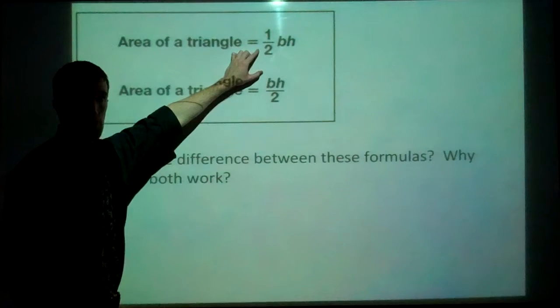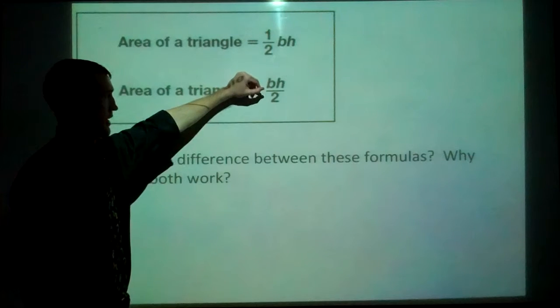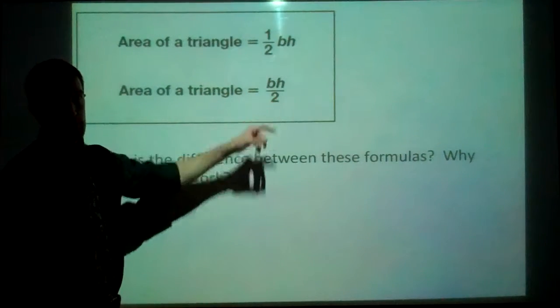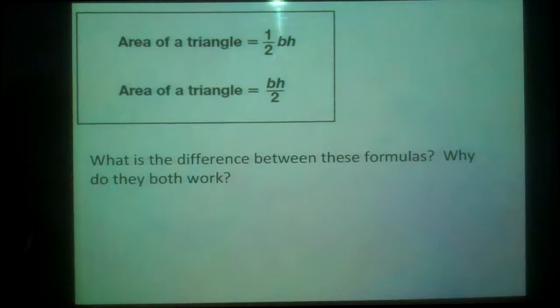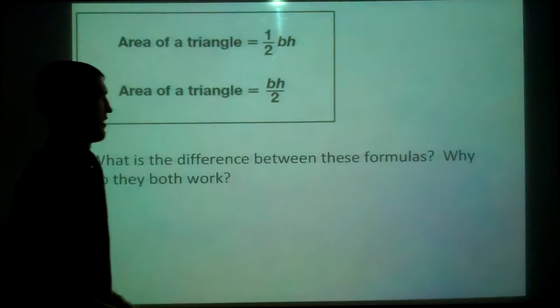Basically, at some point here, we're going to have to take a half of something, and I'll show you that in a second. This one, we multiply base and height, and then we divide by 2. So multiplying by a half and dividing by 2 are the same thing. Now, one other thing I'll show you real quick is why these formulas work and why they are the way they are.